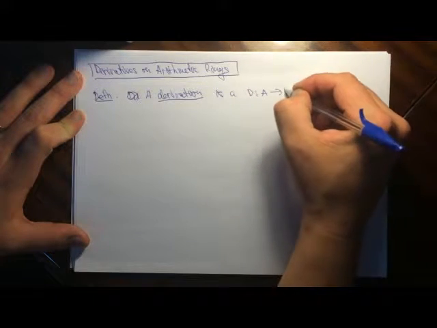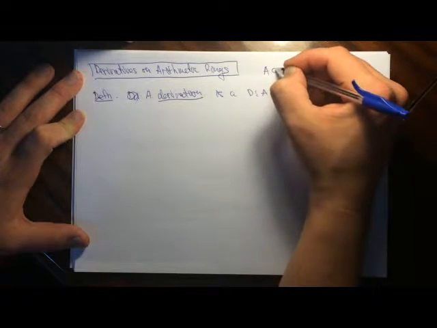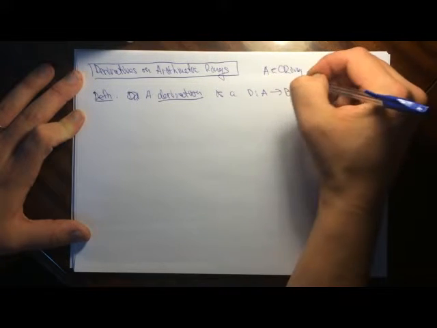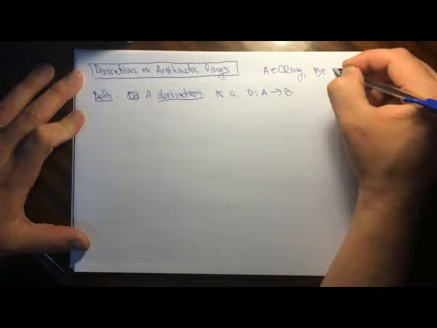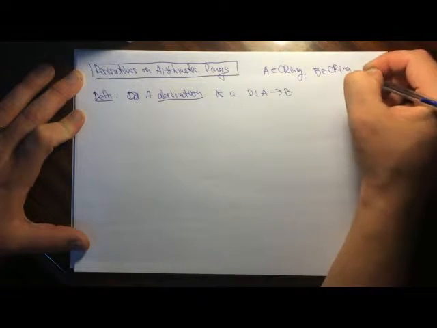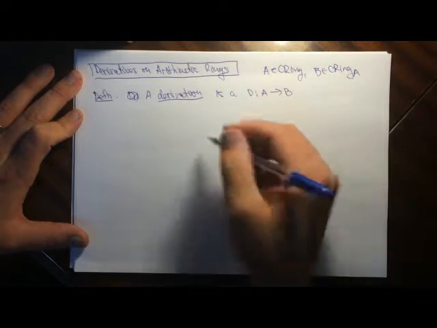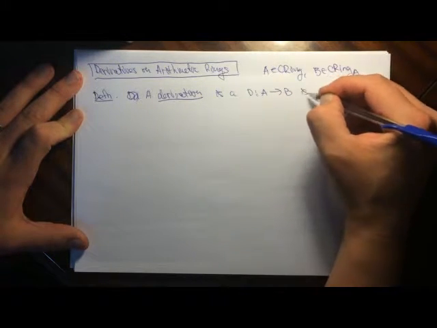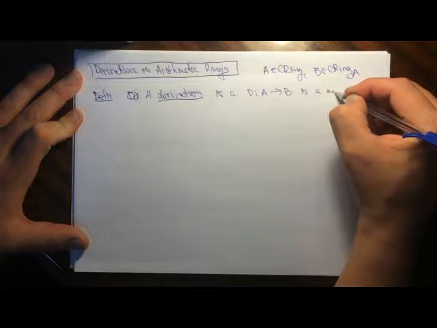So let's take A to be a ring and B to be an A algebra. So that means it's equipped with a multiplication by A on B, okay? And so a derivation from one of these to another is a map of sets.